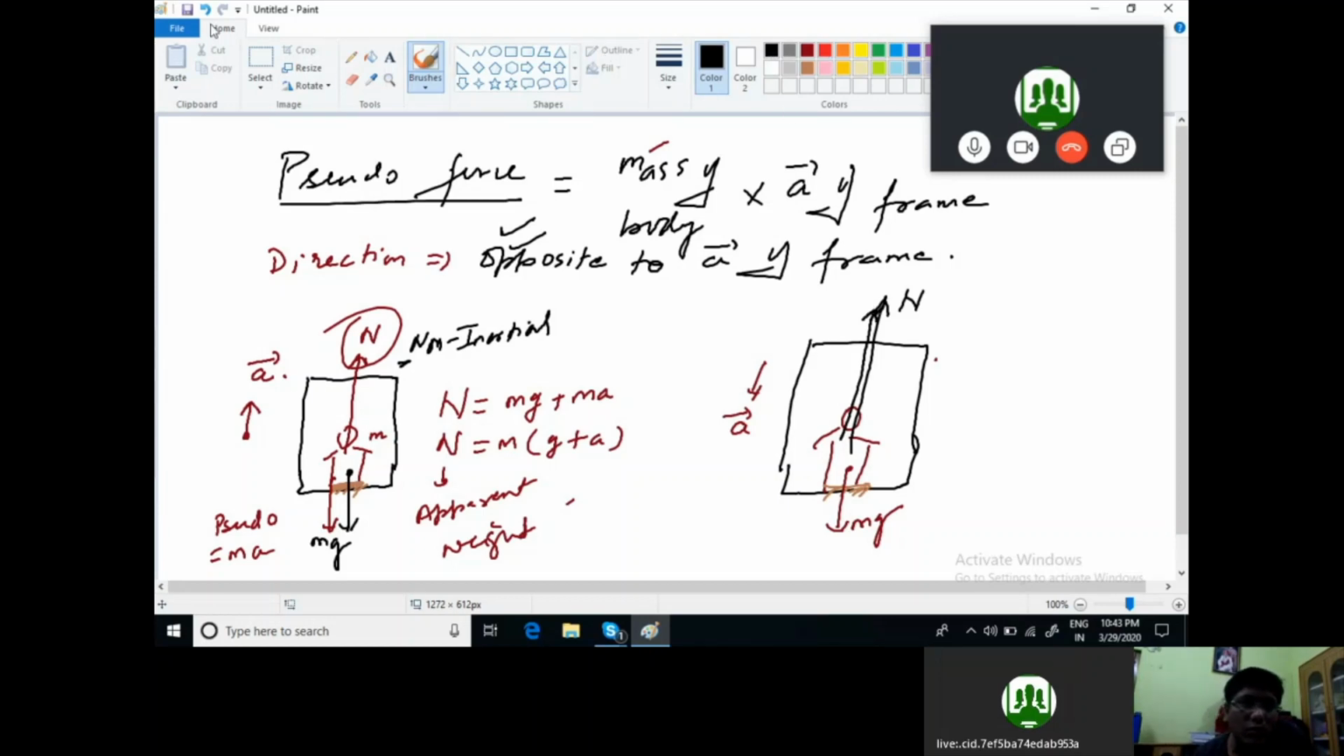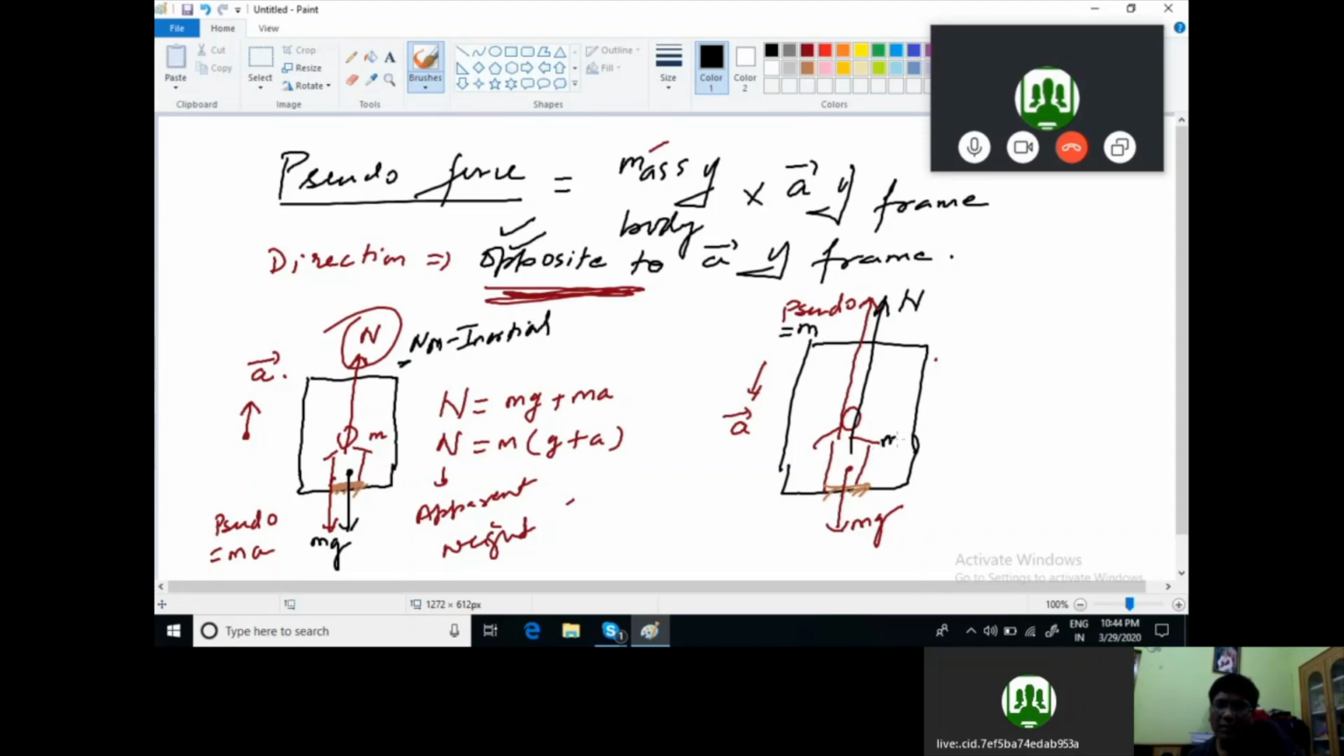यहाँ पे pseudo force जो है वो upward direction में act करेगा. So here is the direction of the pseudo force, upwards. This is the pseudo force. Why in the upward direction? Because the lift is accelerating in the downward direction, and we know that the pseudo force acts opposite to the acceleration of the frame. So what is the formula of the pseudo force? Mass of the body, that is M.